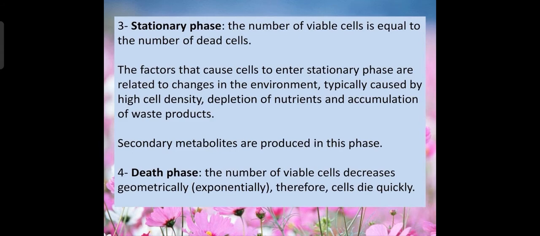Next we have death phase. Here the number of viable cells decreases exponentially, therefore cells die quickly. So this is the last phase. We will call it the death phase or decline phase.